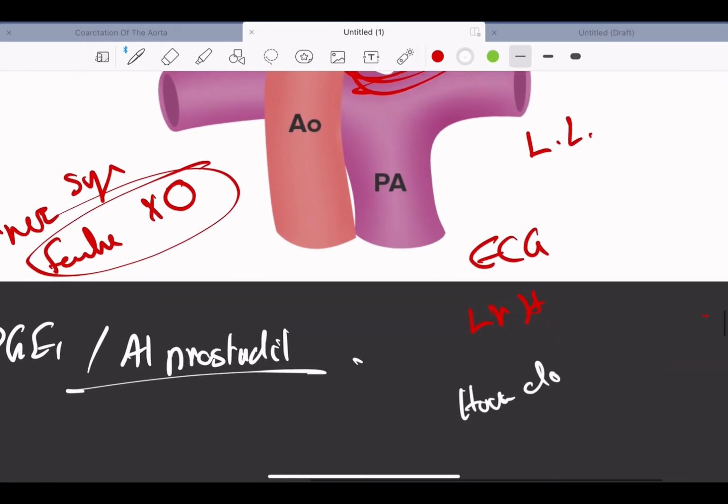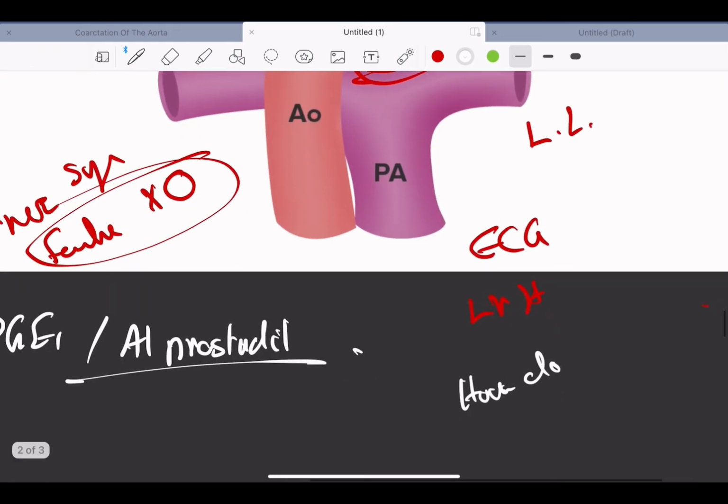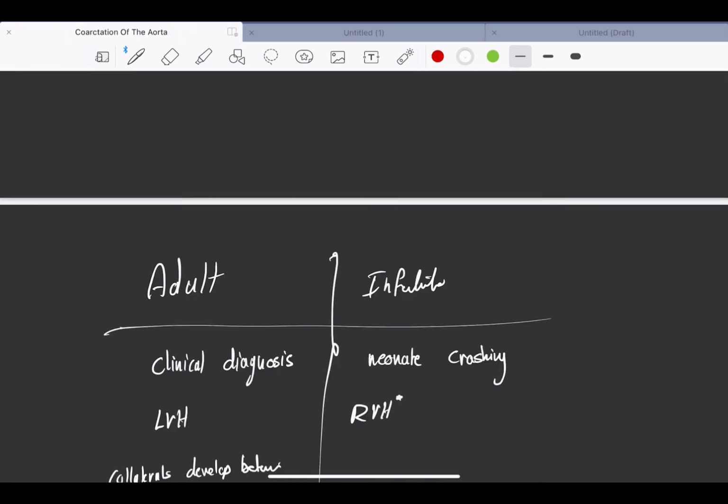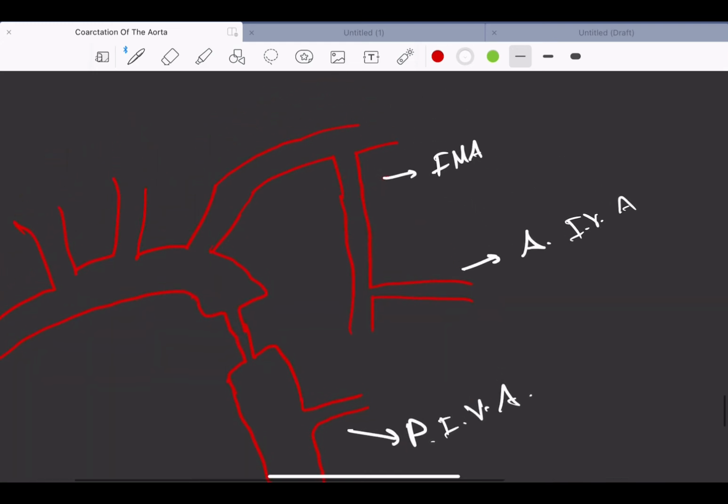Now, I also mentioned that this condition doesn't present itself in infancy because we have what we call collaterals. And a question commonly asked is, well, between what and what do these vessels collateralize? And we can demonstrate this on the diagram. So this is our coarctation. Obviously, this is the adult type. So the ligamentum arteriosum would be around here. And this is the left subclavian artery.